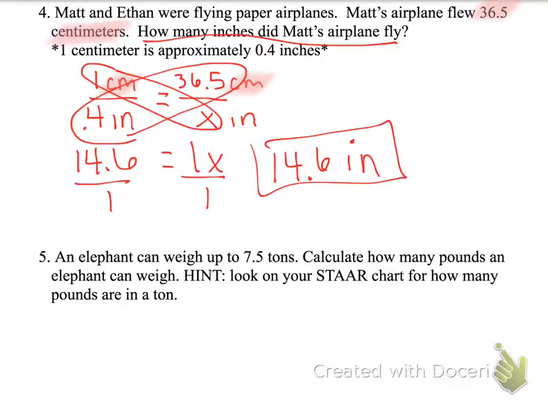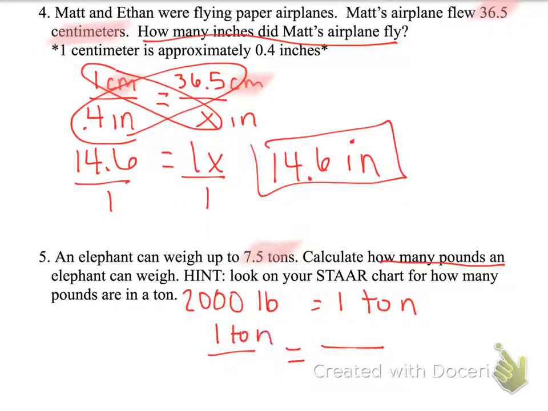Number 5, an elephant can weigh up to 7.5 tons. Calculate how many pounds an elephant can weigh. Well, when we look at our star chart, we're looking for how many pounds. So we want to know the number of pounds per ton. Well, when we look at our star chart, we see that 1 ton is 2,000 pounds. And some of y'all might have remembered that off the top of your head. So again, anytime we do conversion rates, set up a proportion. So 1 ton is 2,000 pounds.